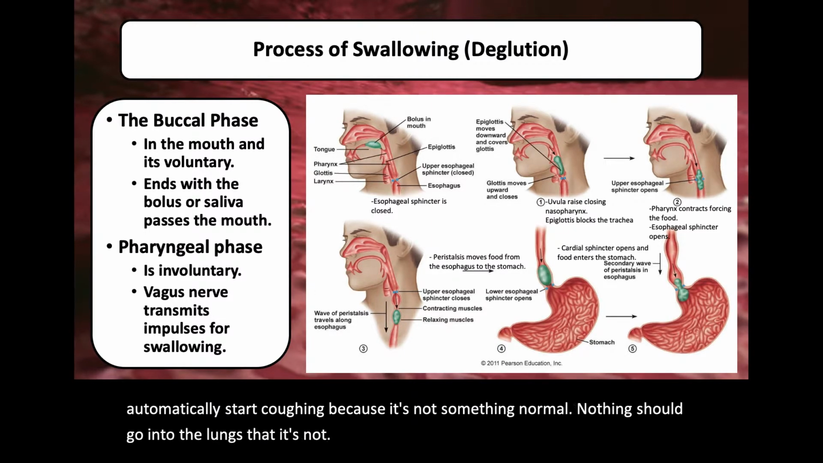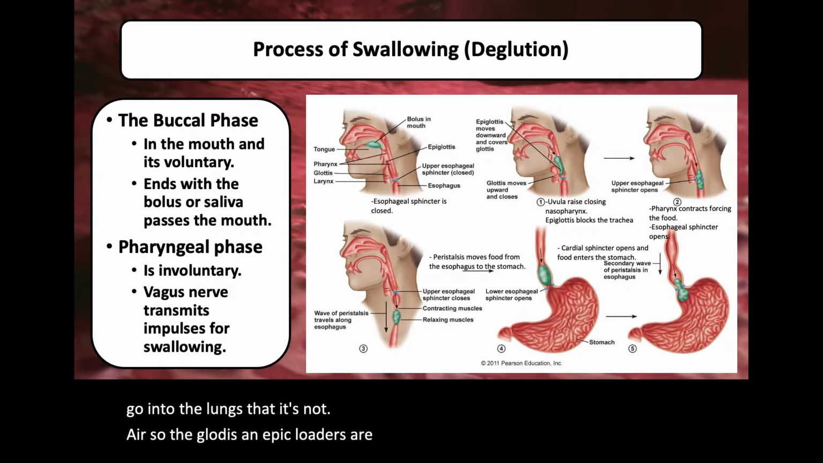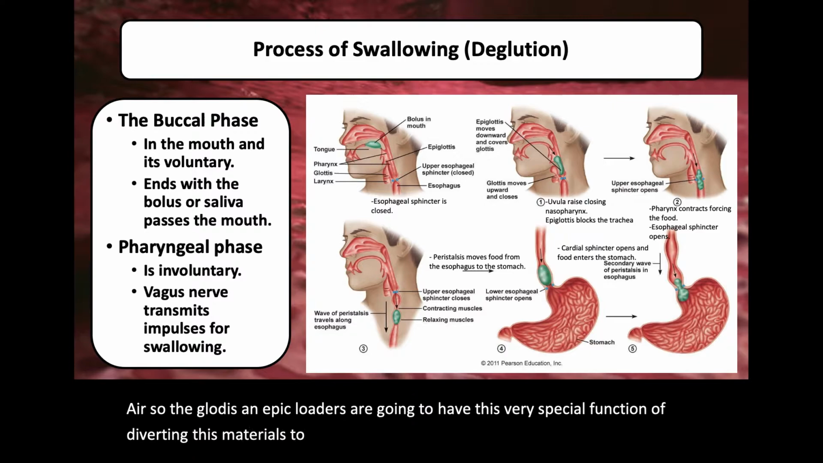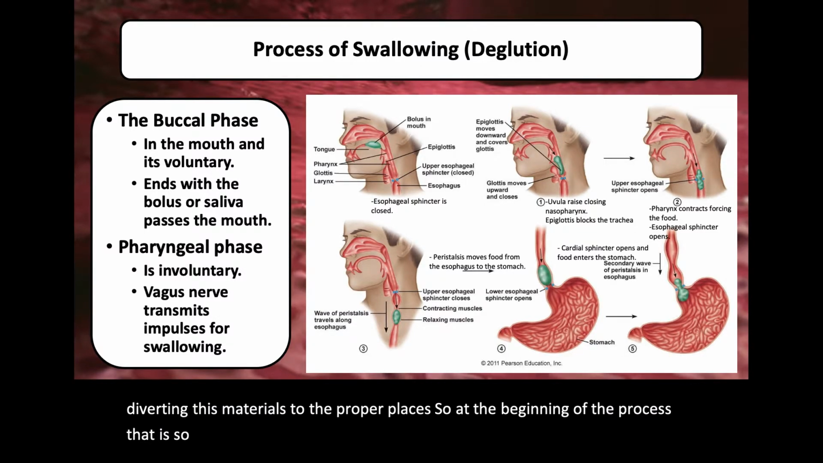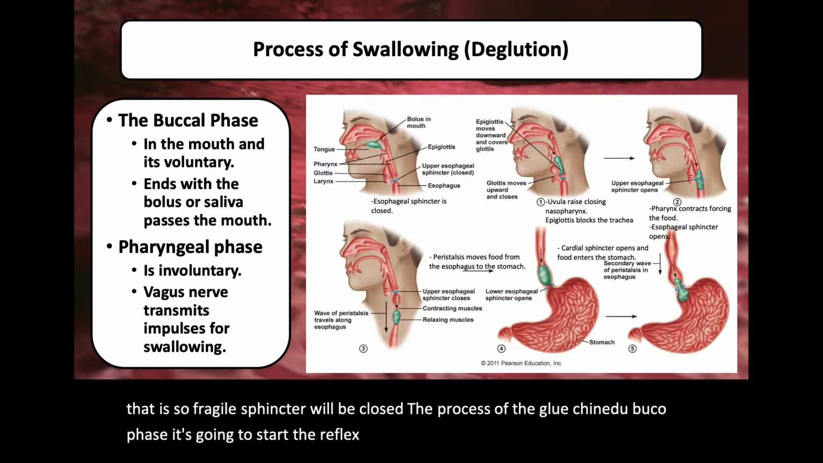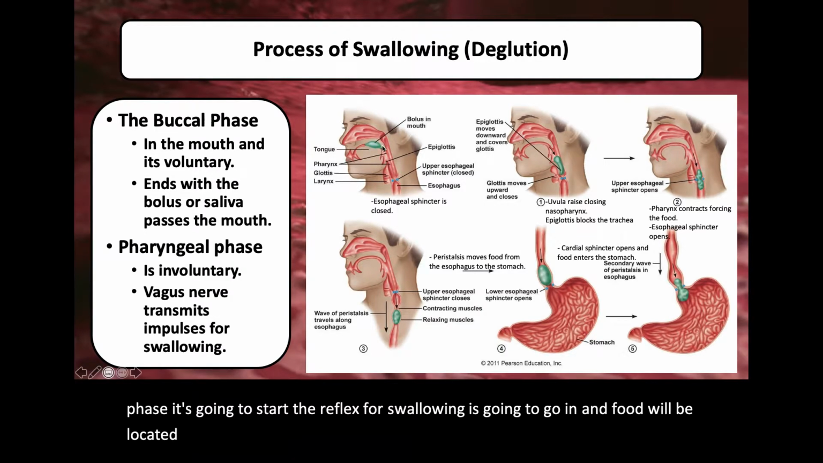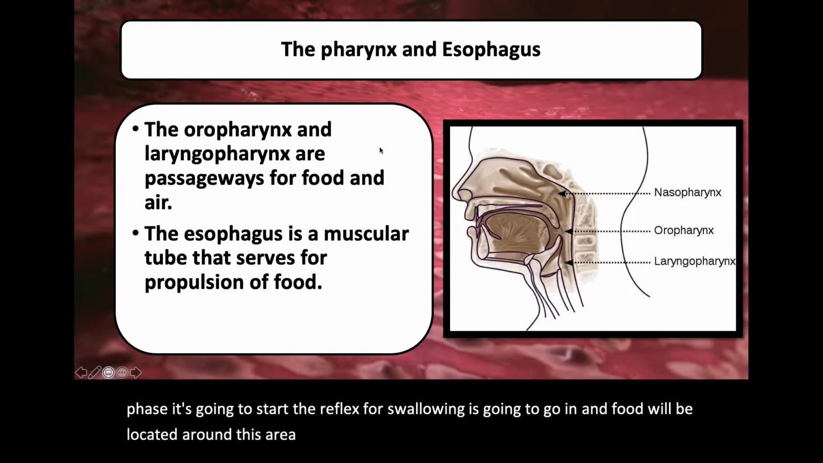So the glottis and epiglottis are going to have this very special function of diverting these materials to the proper places. So at the beginning of the process, the esophageal sphincter will be closed. The process of deglutition in the buccal phase is going to start. The reflex for swallowing is going to go in, and food will be located around this area right in there.